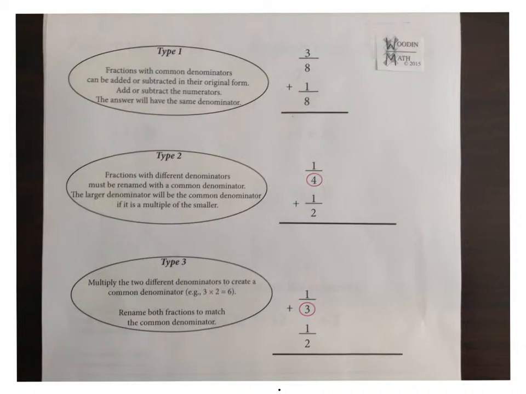If you look at the denominators, they're both 8. If that's true, you don't need to rename the fractions, you just need to add the numerators. So we're going to add 3 to 1 and get 4. The denominator stays the same, 8.